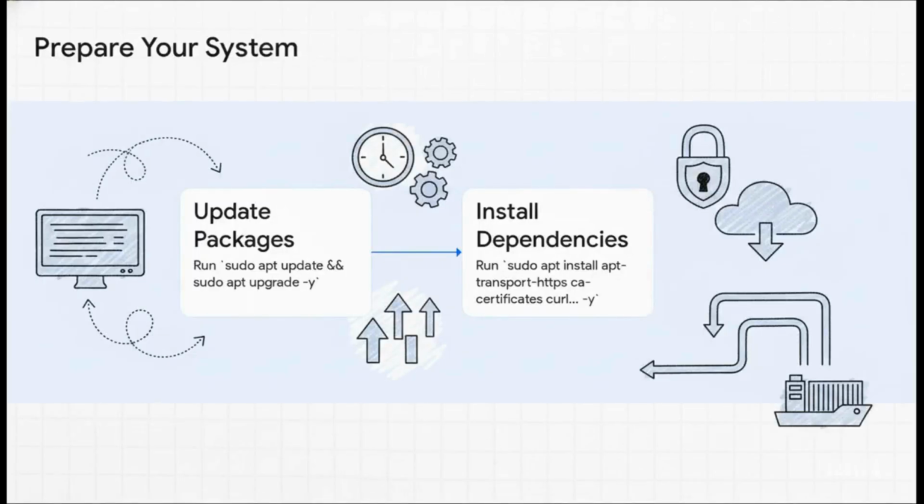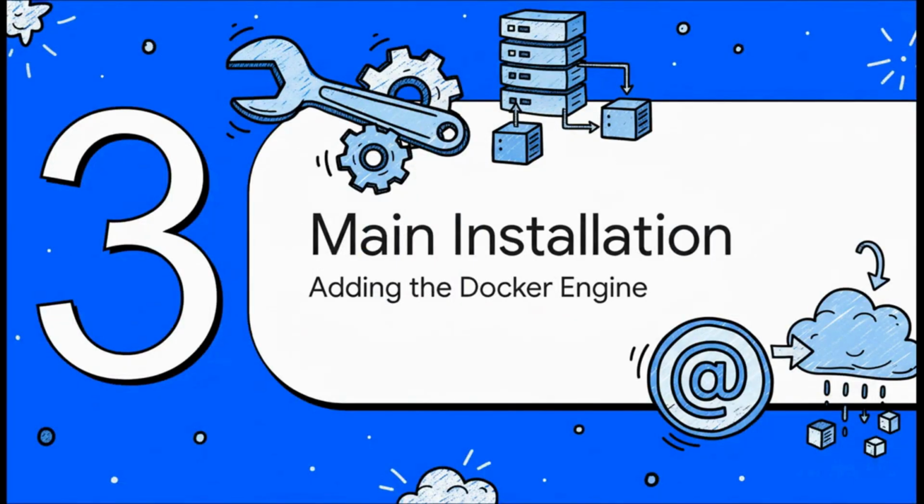Okay, first step, we're going to prep the system with these 2 commands you see here. The first one, the apt update and upgrade, is basically just digital housekeeping. It makes sure all your existing software is totally up to date. Then that second command installs a few little helper tools. These are super important because they let your system securely download packages over the internet, which is exactly how we're going to grab Docker. Okay, system is prepped and ready.